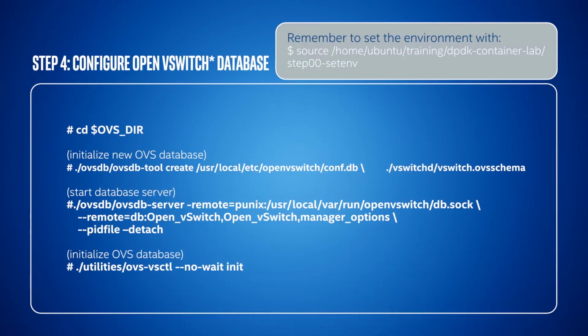Now let's get started and set up our Open vSwitch database. First, let's configure the Open vSwitch database. Remember, if you're launching a new Vagrant SSH session, you need to set the environment by using the command shown in the gray box.